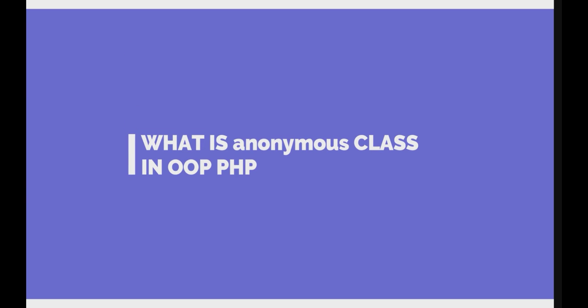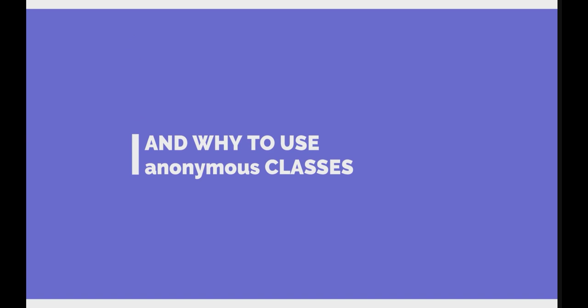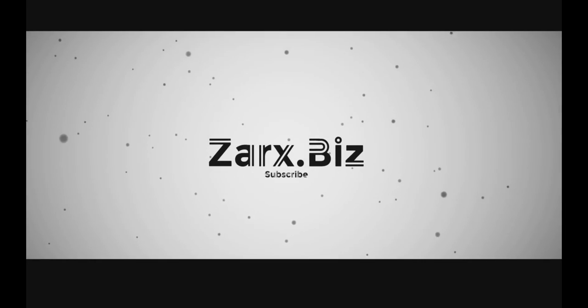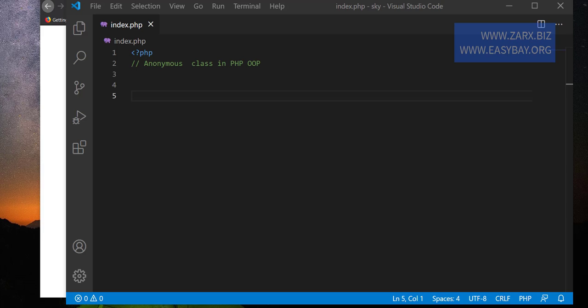In this video, we are going to see what an anonymous class is and why we use anonymous classes in object-oriented programming. So let's see the example. Anonymous classes are useful when simple one-off objects need to be created, and anonymous classes are just exactly the same as normal named classes.